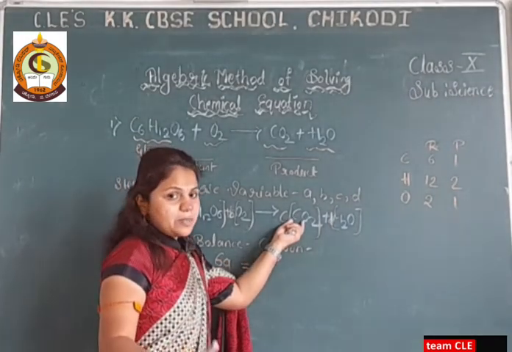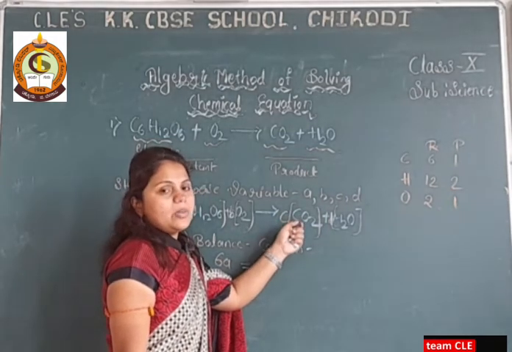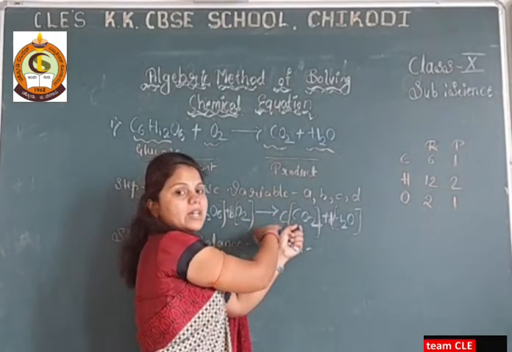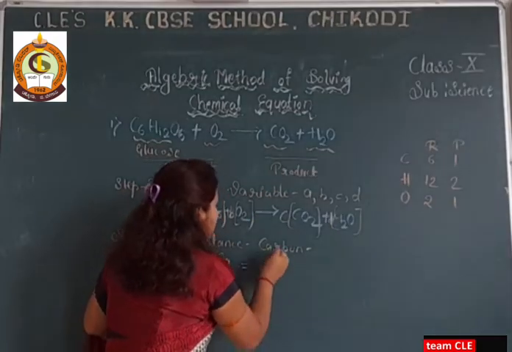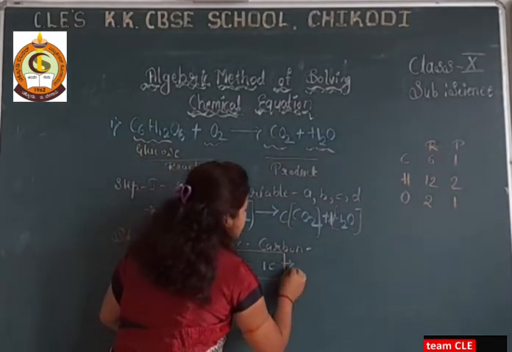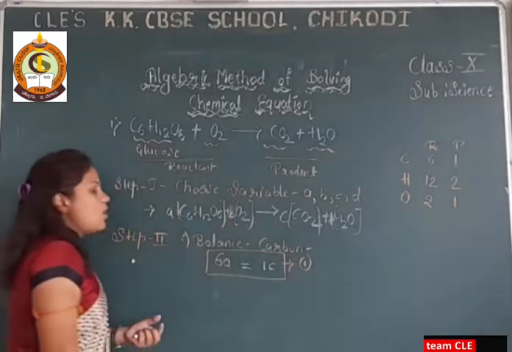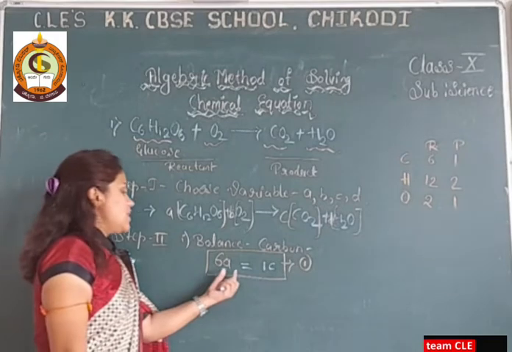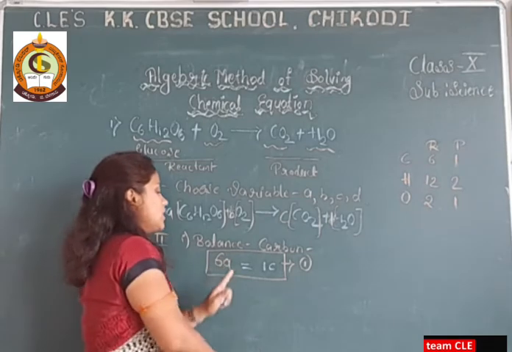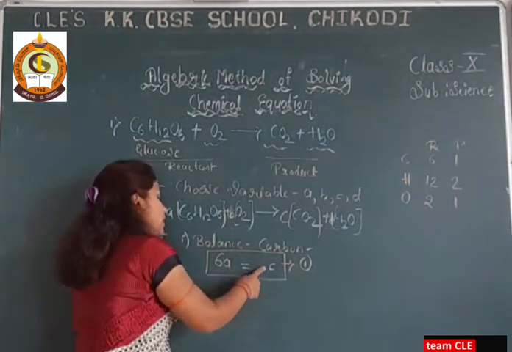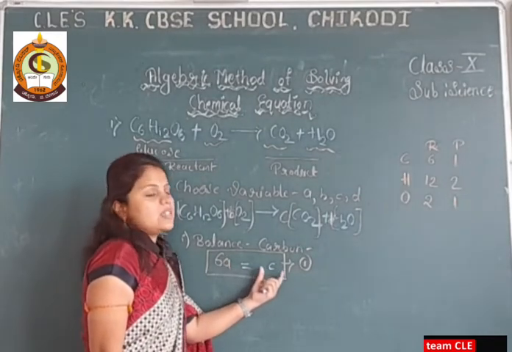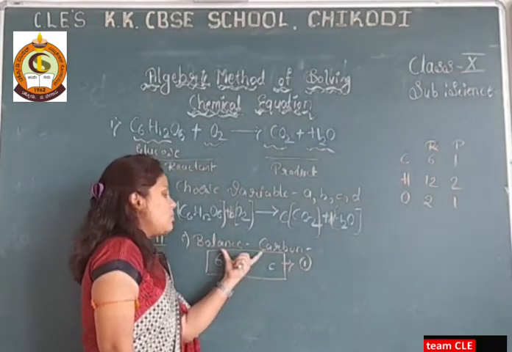Leave the chemical representation and go only for the numbers. How many carbons are there? Only 1. This 1 you multiply with the variable, that is 1C. So here you get 6A is equal to 1C as the first algebraic equation. Don't write 1C, because when it is 1 you have to omit it. So I have written 6A is equal to C. This is our first equation for balancing carbon.